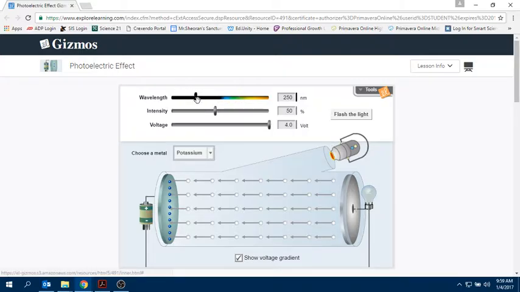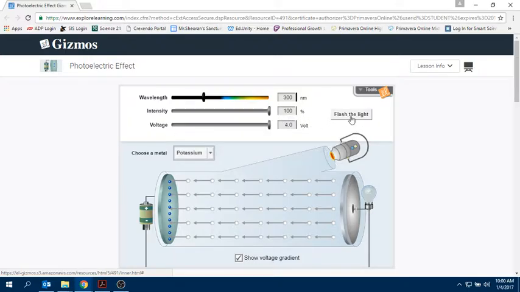So I'm going to start at the top, so the first column. I'm going to do 300, so I'm going to set my wavelength to 300. I'm going to keep the intensity at 50%. Actually, sorry, let's make it 100%. So we're going to do the intensity at 100%, and then I'm going to grade this voltage to see.